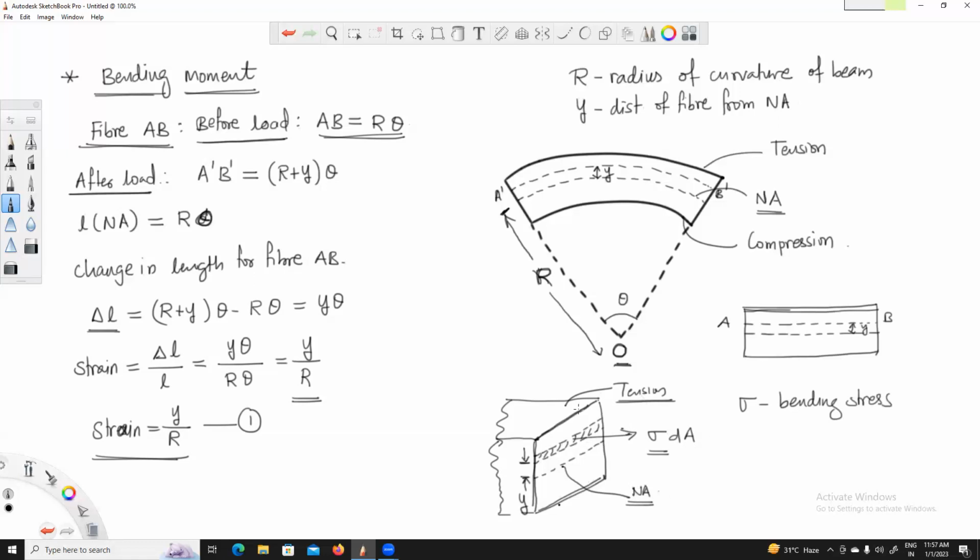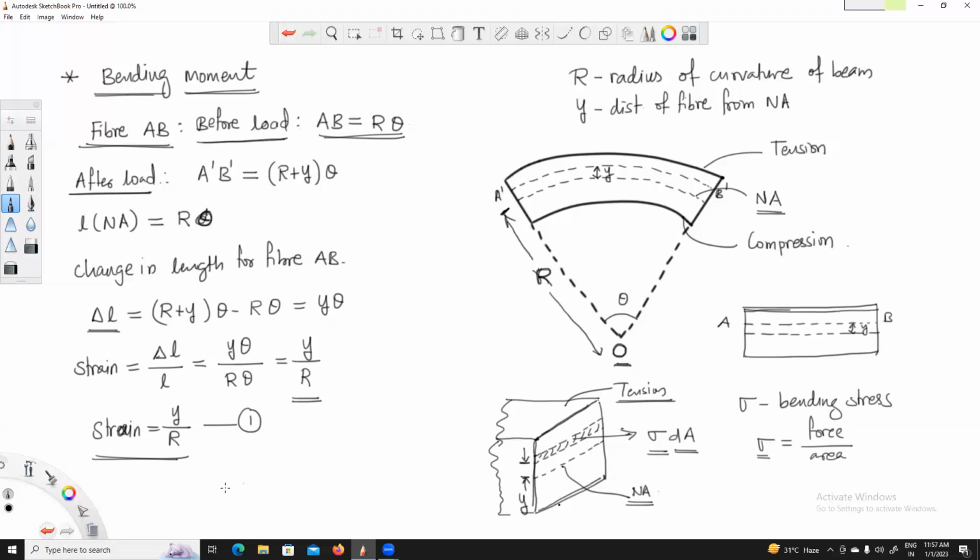Now, because this top surface is under tension, tension means there has to be a certain force. Compression, again, there has to be a certain force. And it is acting on a certain kind of area. Let's denote this small area by dA. So the net force acting on this particular cross section would be stress times area, because stress is defined as force per unit area. So I am denoting this force as stress sigma times small area dA. Now this force is being applied on it.